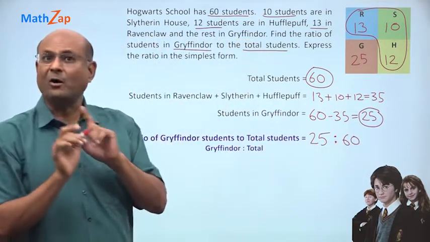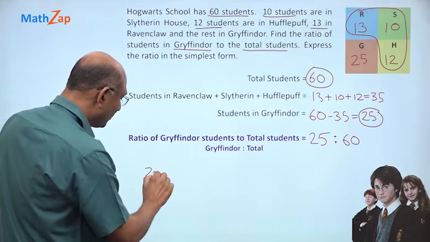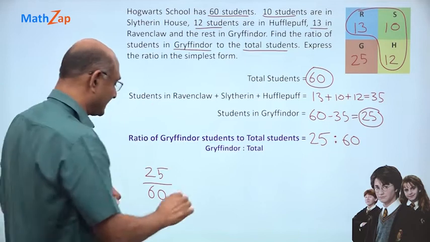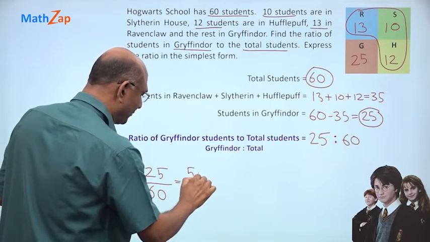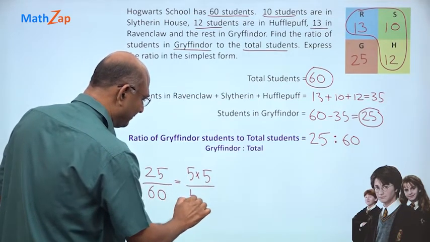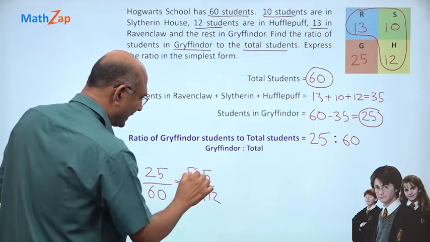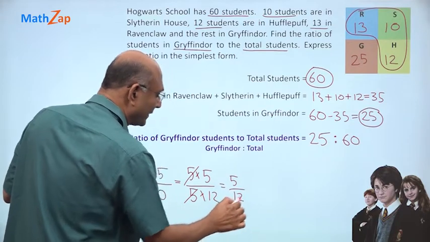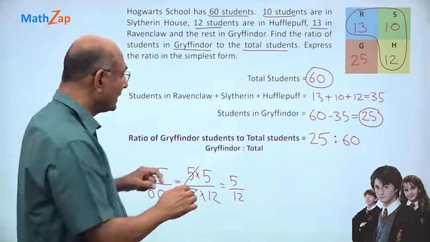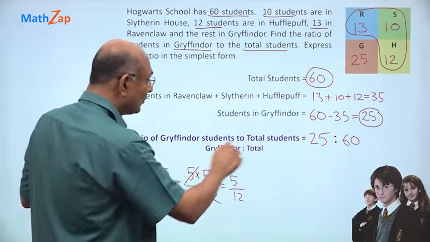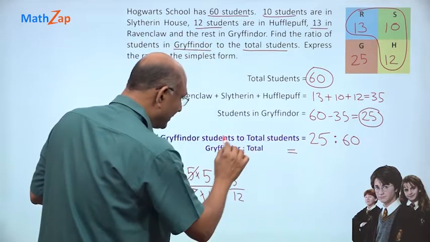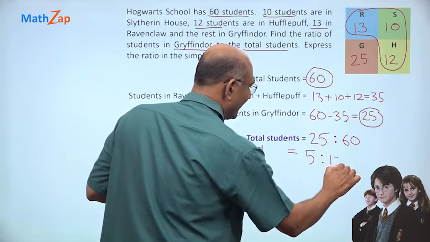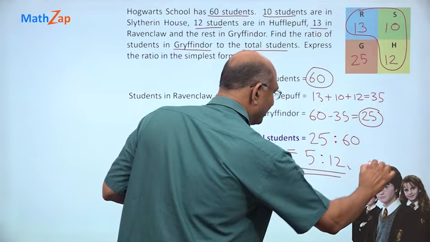Is this the simplest form? No. So how do I simplify? 25 is to 60 can be written as 25 by 60. 25 is 5 into 5 and 60 is 5 into 12. So I can cancel this 5 and so I get 5 by 12, which is the simplest form, right? So this is the simplest fraction. So as a ratio, if I write it, Gryffindor to total is 5 is to 12. This is the simplest form.